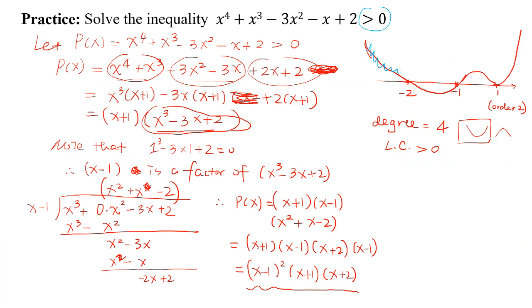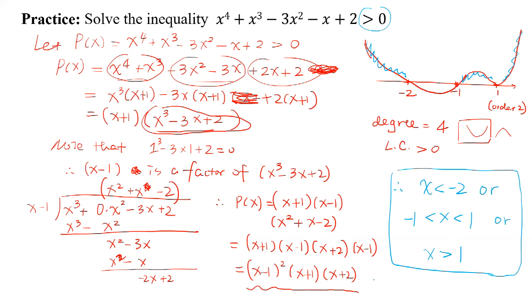Okay, so what are the intervals that make the function greater than 0? It must be here, here, or here, right? So the solution is x is either less than minus 2, or x is greater than minus 1 and less than 1, or x is greater than 1, right? This is the final solution.